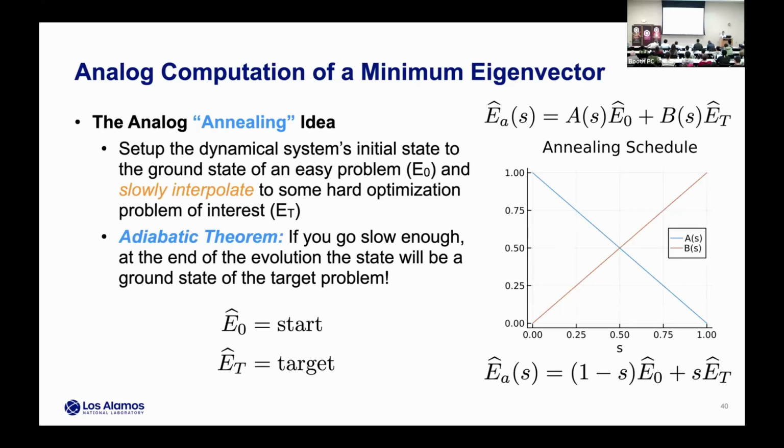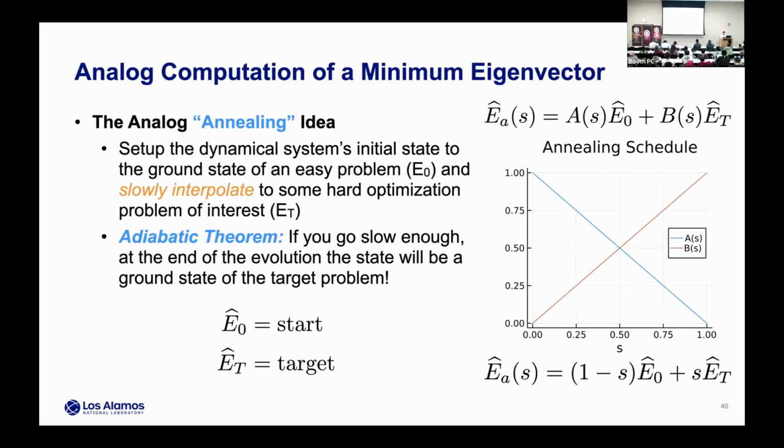The annealing part of quantum annealing is essentially this dynamical interpolation. We're going to start in the ground state of E0, and then we're going to slowly interpolate to E target. The adiabatic theorem, which is essentially what I was leveraging with the magnet example before, says that if you go slow enough, at the end of the time evolution you will be in the ground state of the target problem, because you started in the ground state of E0 and you did it very slowly.